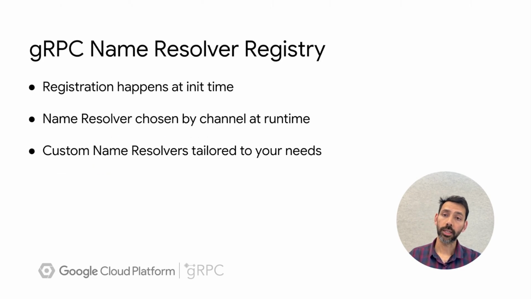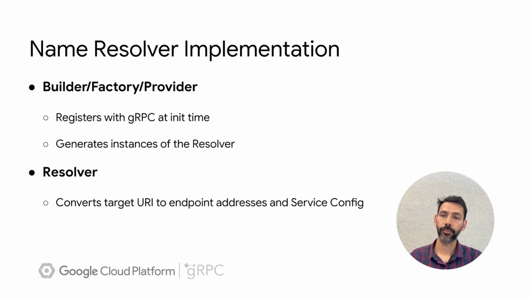gRPC provides a plugin system that supports the registration of name resolvers for URI schemes. This registration typically happens at application init time. The gRPC channel at runtime picks the appropriate name resolver from this registry based on the scheme used in the channel target. gRPC provides a bunch of name resolver implementations by default, and users can bring their own too. This enables users to implement their own logic for service discovery, thereby adapting gRPC to their needs.